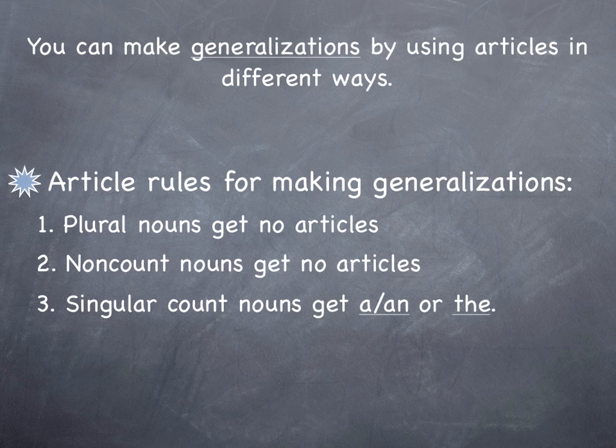You can make generalizations by using articles in different ways than we talked about before, okay? So these rules are ways that you can use articles to make generalizations, to make statements that are true about a group of people. So the first rule is plural nouns get no articles. The second rule is non-count nouns get no articles. And the third is singular count nouns get a, an, or the.